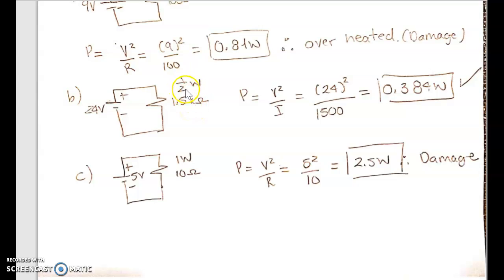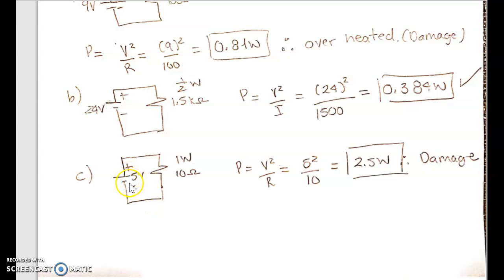For B, the same way, they're giving us a voltage and a value for the resistor, and also the power rating of that resistor. So we calculate the power based on the resistor and the voltage, and we get 0.38. So the resistor can handle up to 0.5, excuse me. So this resistor is working properly.